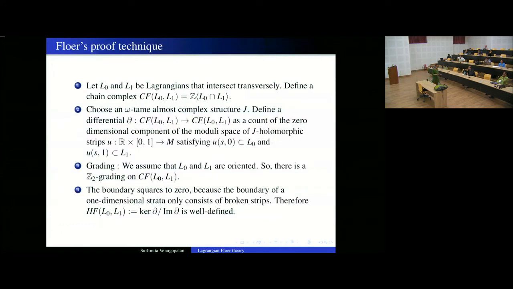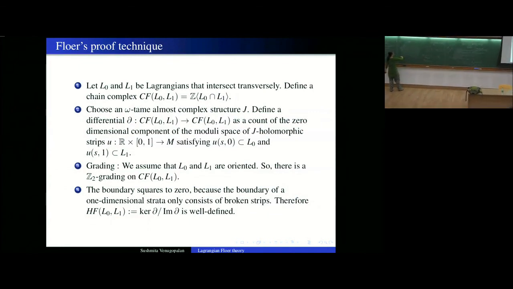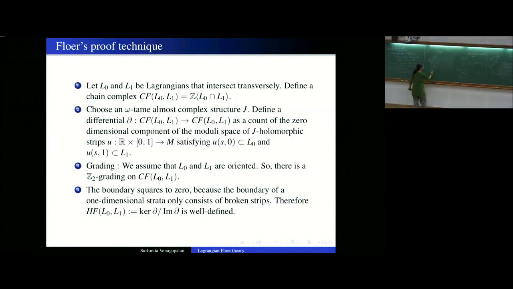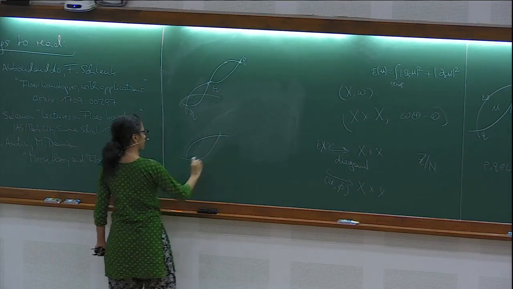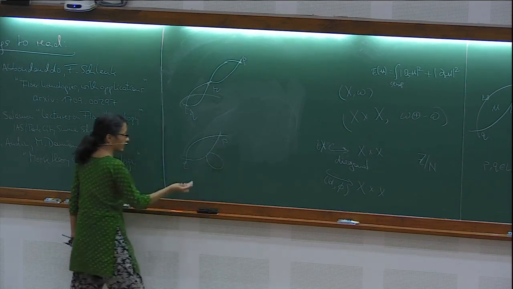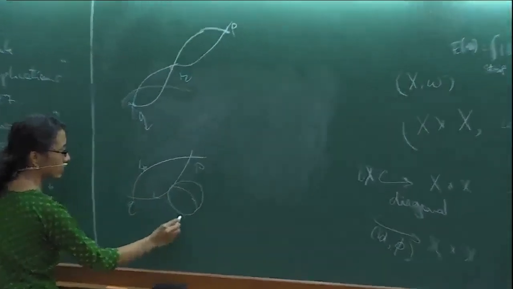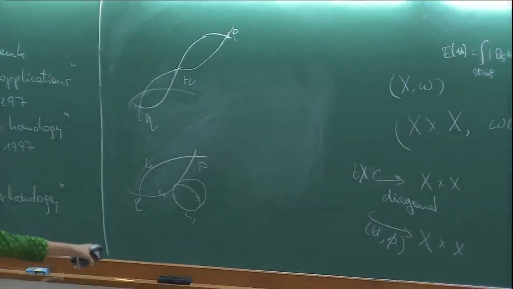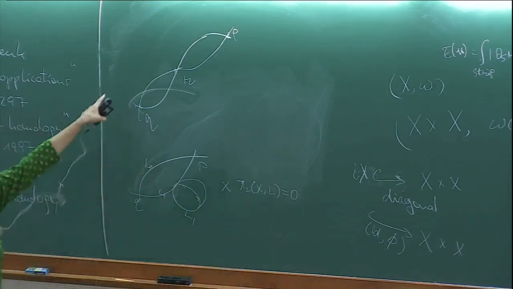In order to perform this count, we need to understand what the possible limits are. We are assuming there are no spheres, so there's no sphere bubbling. So we can have the strip breaking, and we can also have disk bubbling like this. These are the possible configurations that can occur in the limit. This is a disk with boundary in L0 and L1, but again, we said that this cannot happen because phi2xl is 0. So these are the only limits, and the situation is exactly as in Morse theory.